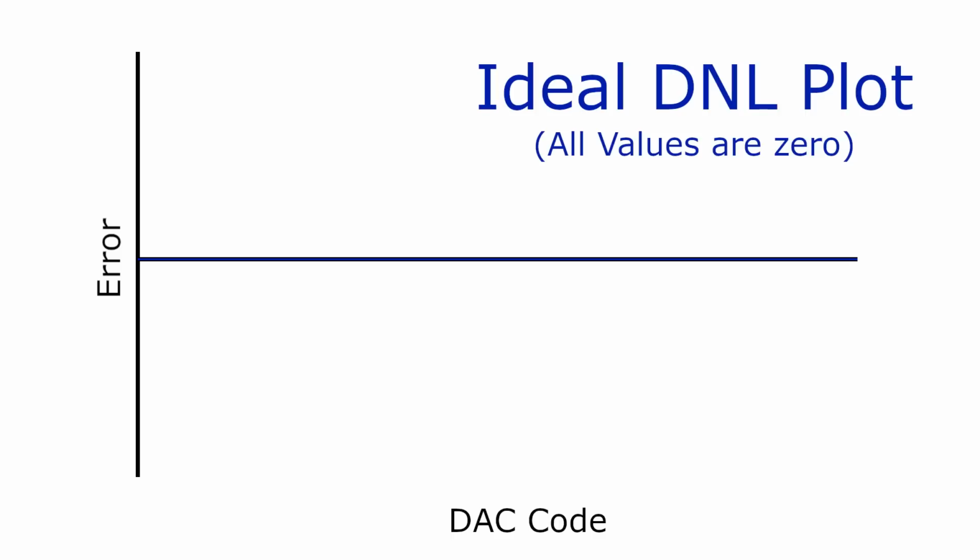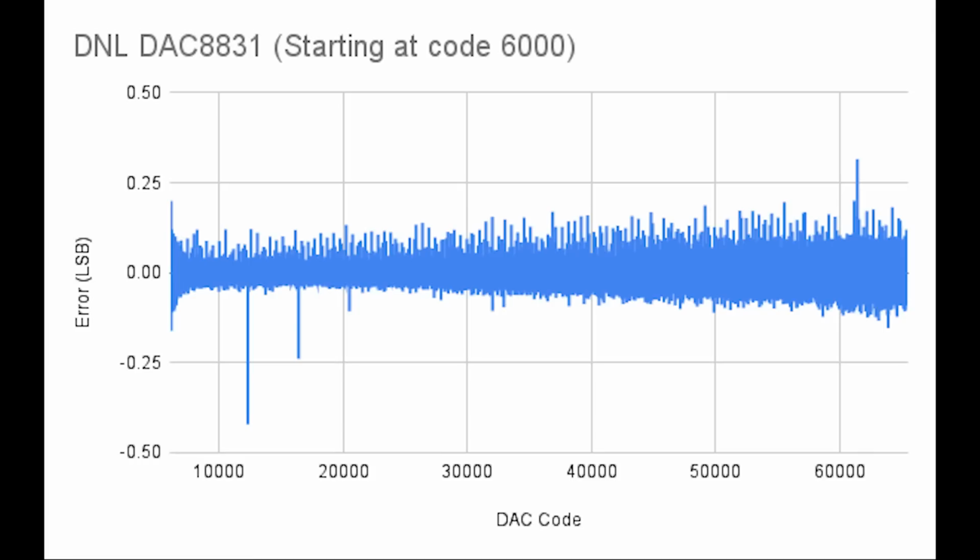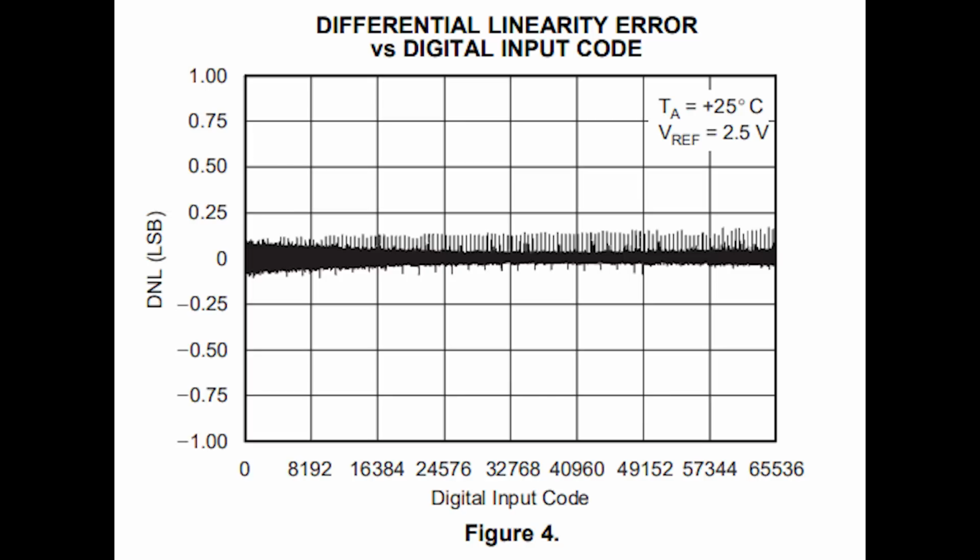If we take a look at the DNL chart of the DAC8831, we will find great performance, with the error generally staying underneath plus or minus 0.25 LSBs. This data actually lines up really well with the datasheet. This chart is actually really important for a very specific reason. You really don't want the DNL to ever go below -1. Why is this so important? Well, if the DNL goes below -1, then that means that increasing the DAC code actually causes the output voltage to decrease. This can be a big problem for control systems.